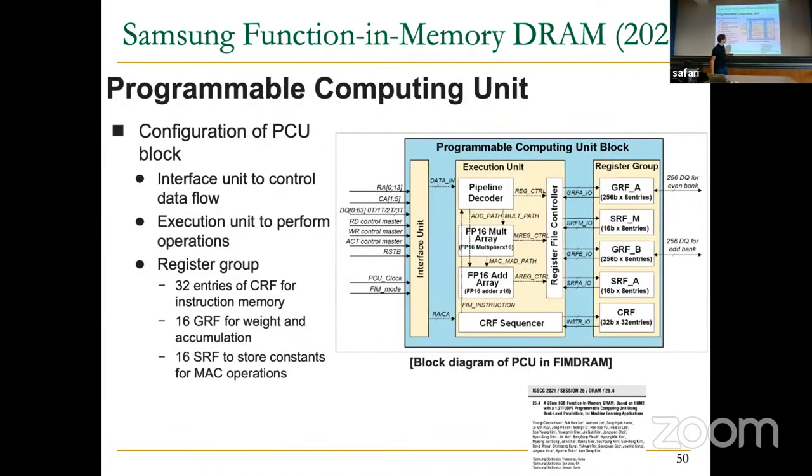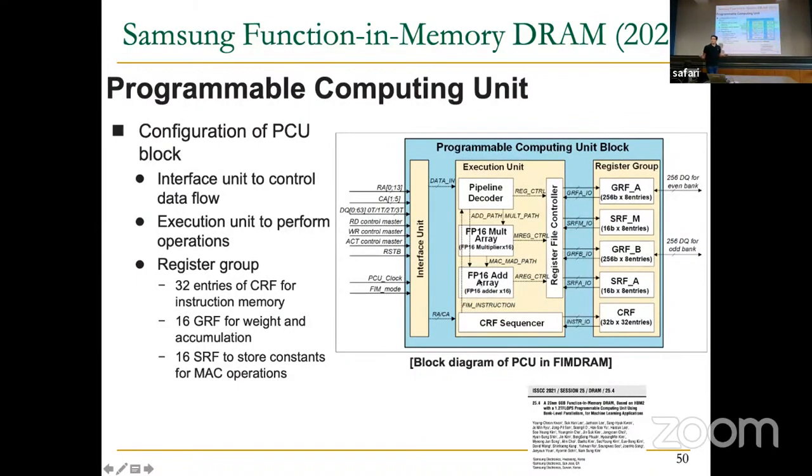Some of these layers have been modified to integrate these programmable compute unit blocks near the banks. Observe that this is a small SIMD processor where we have a pipeline decoder to fetch instructions that are residing in some of these registers, the common register files. Then we have here an array of multipliers. These are 16 multipliers that operate in a SIMD manner, and then an array of adders.